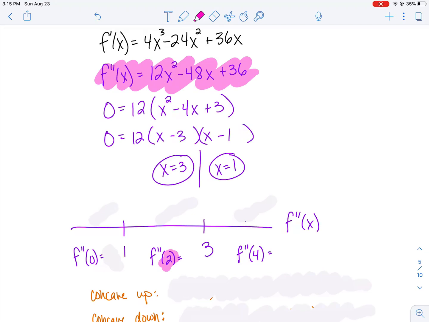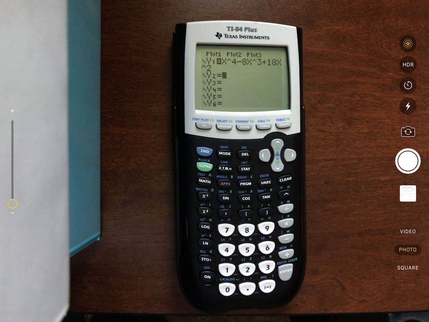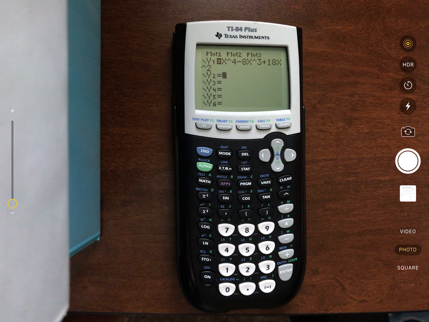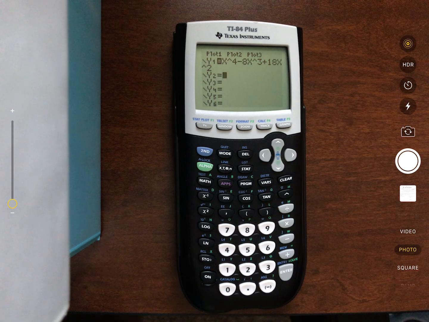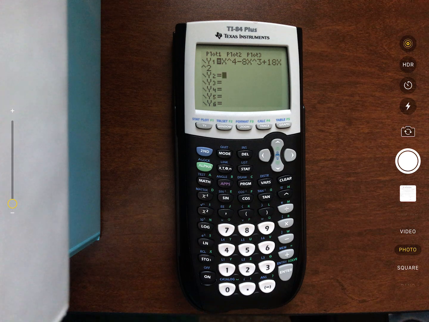So get out your calculator. I'm going to use a TI-84 Plus. You've noticed that I've entered in my original function. Let me double check. Okay, this is my original function, right? Just making sure that I entered it in right because I lost my screen. I have my original function entered into my y1.